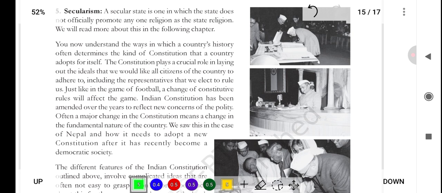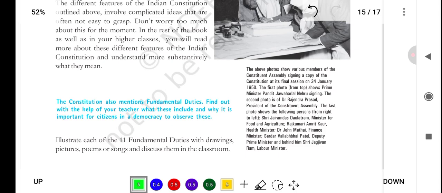The Indian Constitution, signed by Prime Minister Pandit Jawaharlal Nehru and other members of the Constituent Assembly, outlines ideals for citizens and representatives. It has been amended over time to reflect new concerns and changes in the fundamental nature of the country. The Constitution also mentions 11 fundamental duties which are important for citizens in a democracy. You can see in the right side pictures of the above photo shows various members of the Constituent Assembly signing a copy of the Constitution at its final session on 24 January 1950.